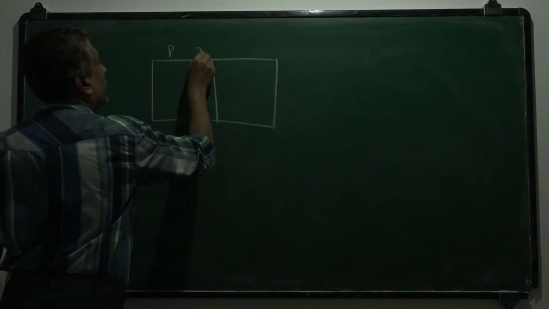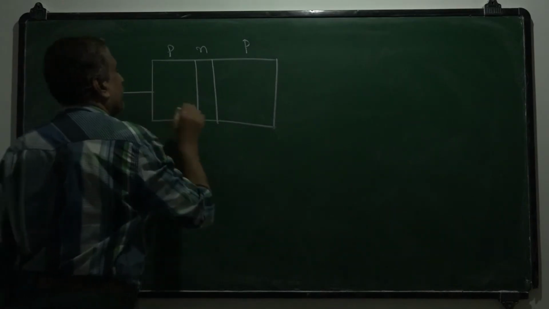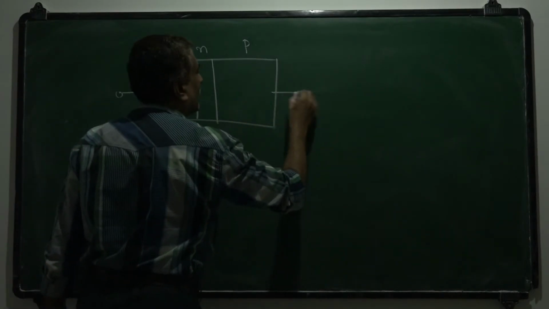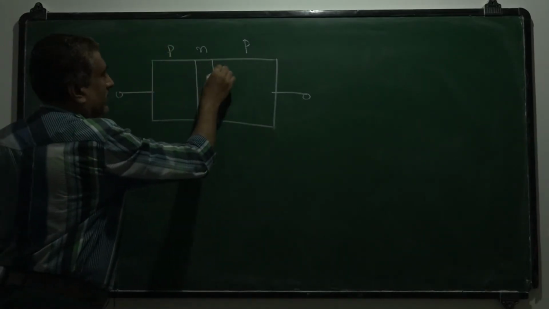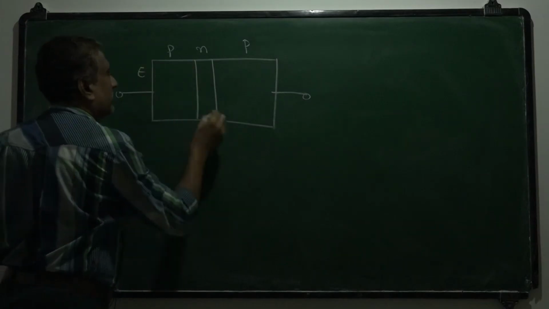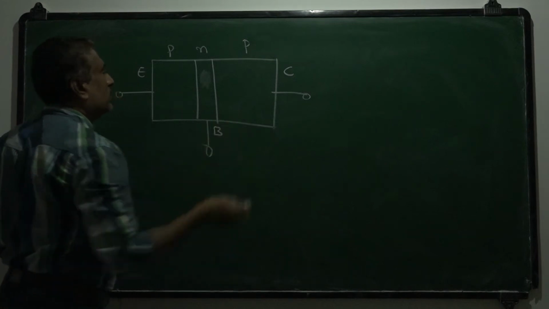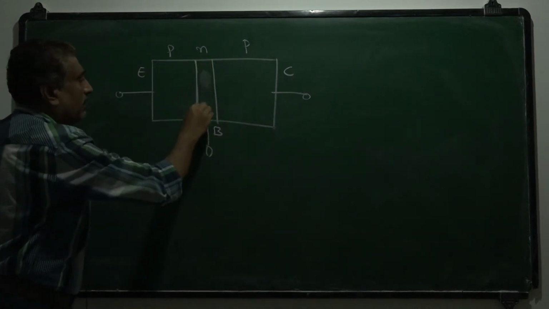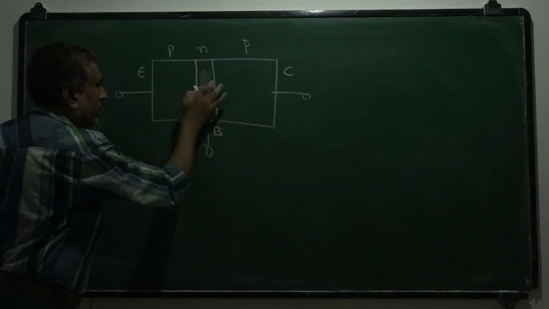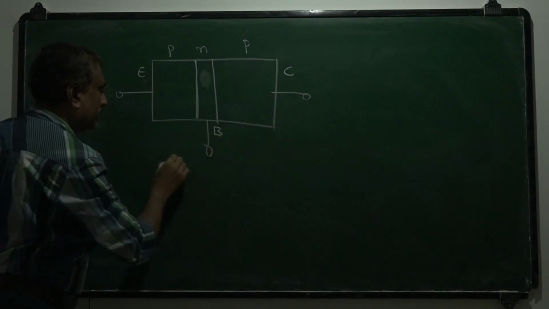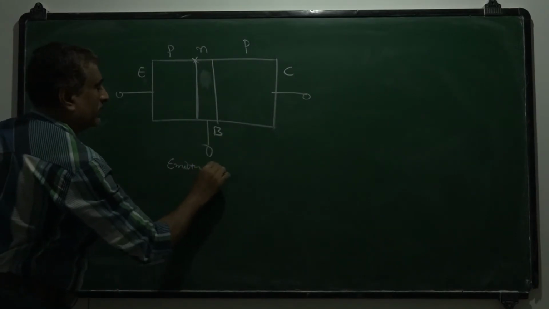So P, N, P. In this PNP, we get two PN junctions, here and here. That means this is emitter, base, collector. The junction between N, that is emitter, and base is called the emitter base junction.